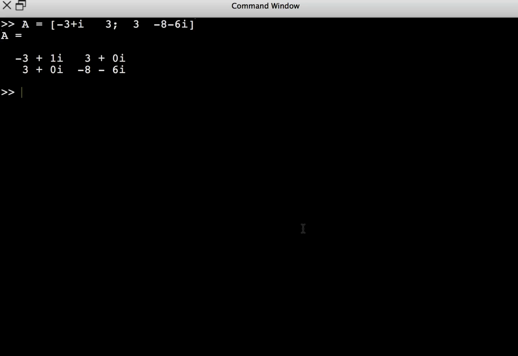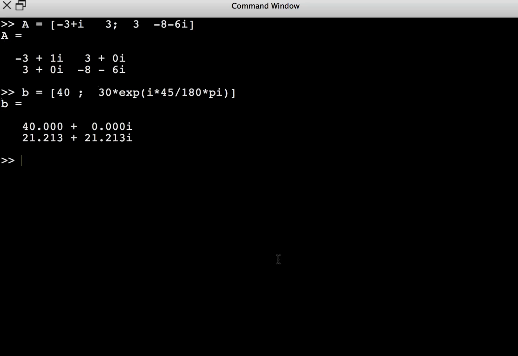Then let me define my B matrix. B equal to, the first element of B is 40 and then the second row. Remember this semicolon is for separating rows. The B matrix is 30 angle 45 degrees. So 30 into exp of i into 45 degrees divided by 180 multiplied by pi, which will convert it into radians. So this will create my B matrix as you can see on the screen.